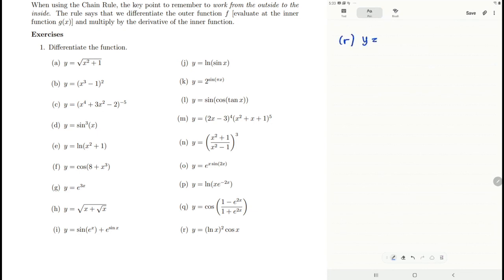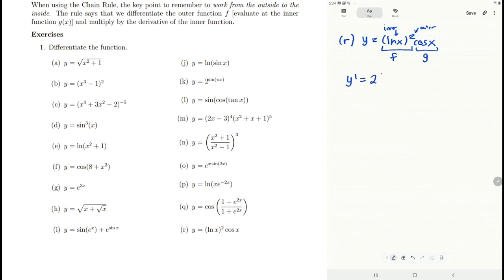In the last example, we have the natural log of x squared times cos of x. So here we apply the product rule. So the natural log of x squared is our f. The cosine of x is our g. So the derivative is f prime. So here we apply the chain rule. So the outer function is the power of 2. The inner function is the natural log of x.